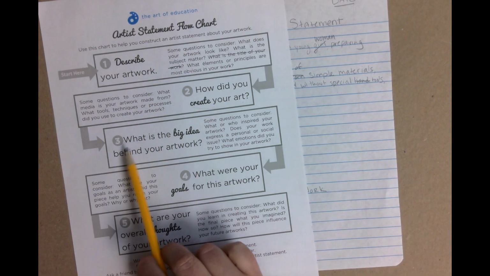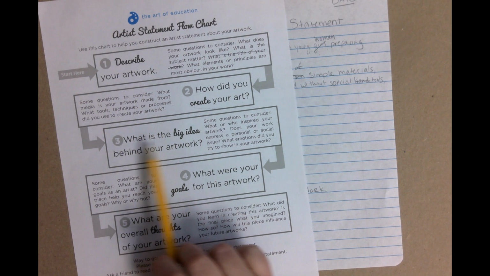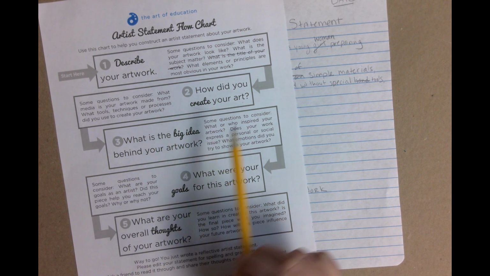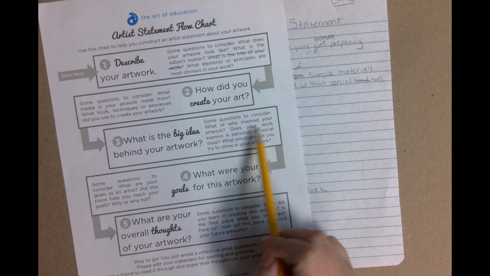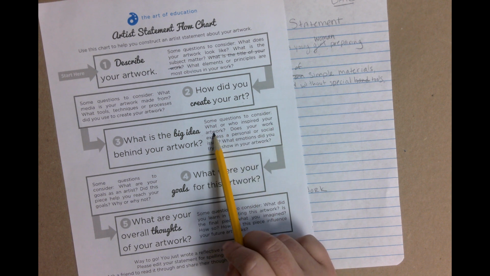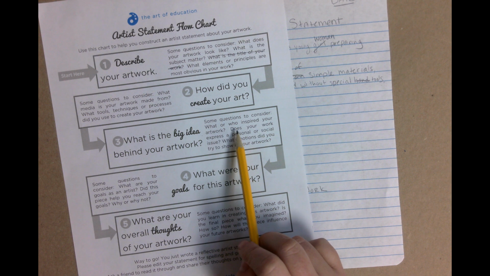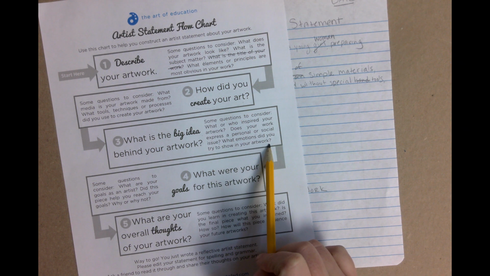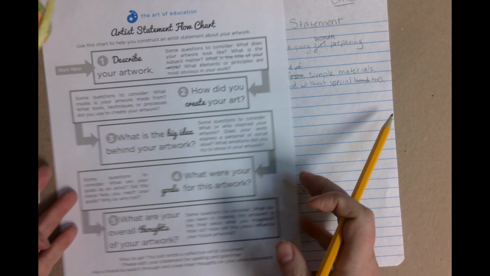Now, box number 3, what you're supposed to talk about is the big idea. So, what is the big idea behind your artwork? So, we're going to pick at least one thing to talk about. What or who inspired your artwork? Does your work express a personal or social issue? What emotions did you try to show in your work? Oh gosh, this is a big one, right? You have an opportunity to really talk about what you were trying to say with your work. What helped you have your big idea, right? What motivated you to work so hard on this, yeah?